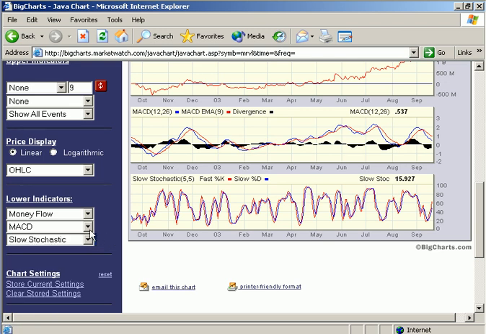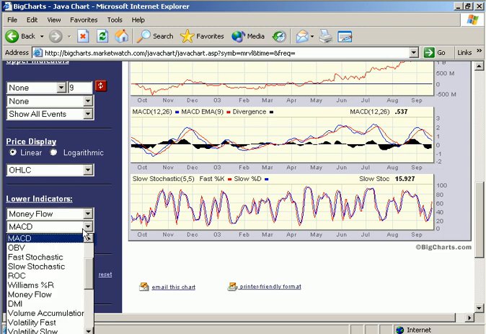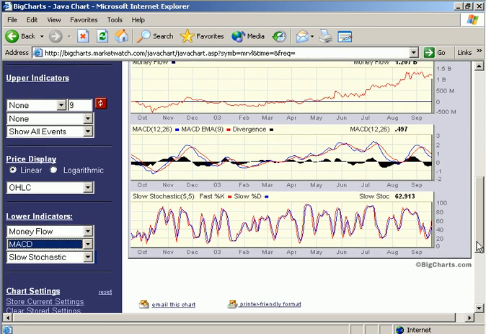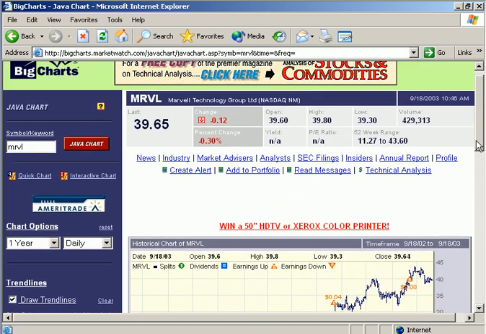After you get it set, the first one money flow, second one MACD, and third one slow stochastic, go down to the store current settings link and click on it. What that does is lock those indicators in, so if you close out of bigcharts.com and come back in, they will automatically be set up and you don't have to reset them. Okay, after you do this, we're ready to put in a symbol and read the chart.